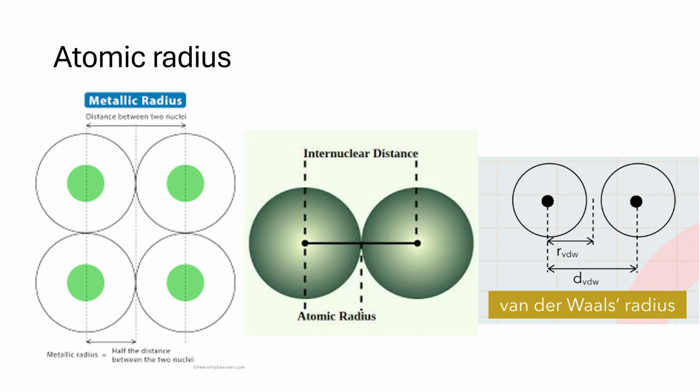Van der Waals radius. This is the do-not-enter boundary when atoms aren't bonded at all, just touching. It is defined as half the distance between the nuclei of two identical non-bonded atoms. It's the largest radius because you're measuring atoms in their non-bonded contact state.